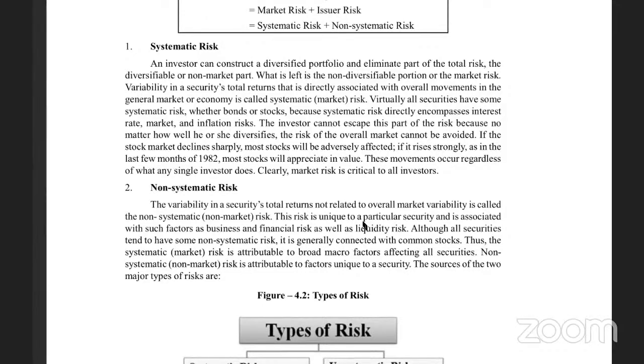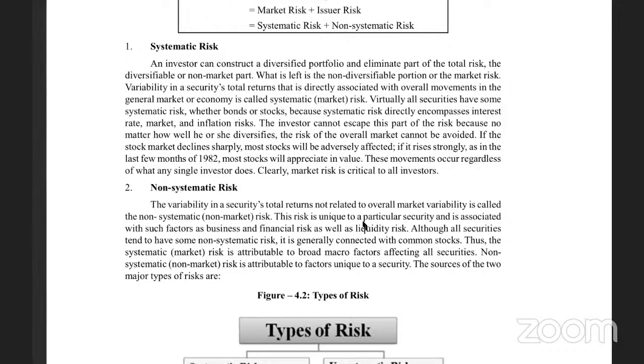If you have the opportunity to do that, that's diversifiable. Non-systemic risk is variability in the security's total return. Risk means variability in the returns. You expect 10 lakh rupees as profit, but you got only 5 lakhs. Negative variability in the expected returns is risk. You wanted that stock to give you 10% or 20% profit, but it gave you only 5%. That is risk: variability in the returns.